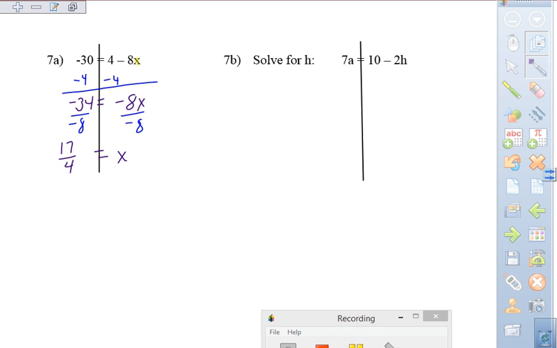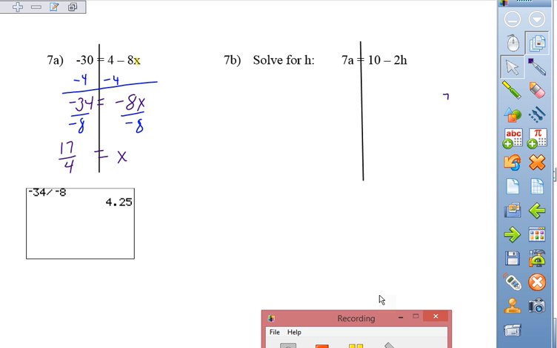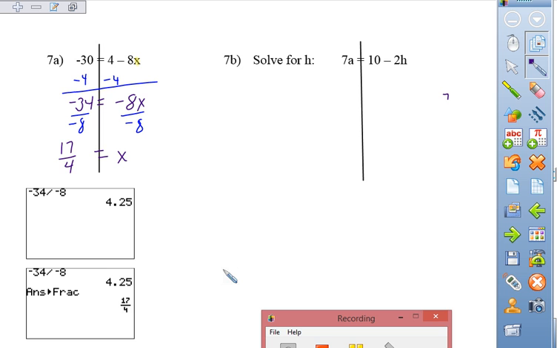So remember, on your calculators, you want to type in negative 34 divided by negative 8, and you get 4.25. To turn that into a fraction, you hit Math, Enter, Enter. And then your screen will look like that, and that'll tell you 17/4 is the reduced answer. Please pause the video and try 7, Part B.